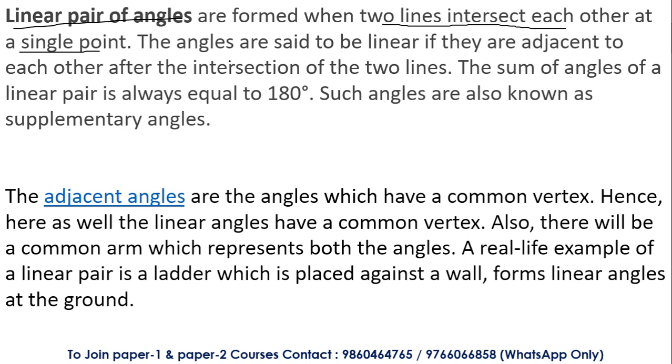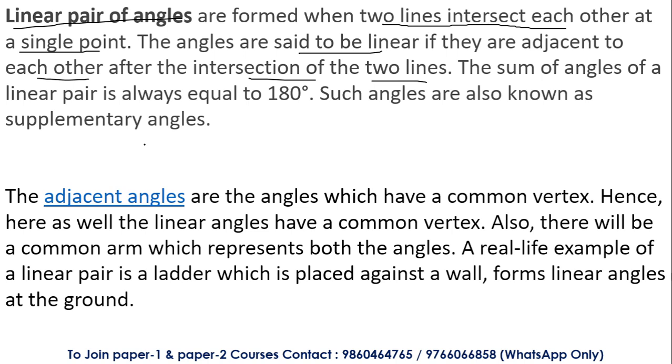The angles are said to be linear if they are adjacent to each other after the intersection of two lines. So after the intersection of two lines, the angles are said to be linear if they are exactly next to each other, adjacent to each other. The sum of the angles of the linear pair is always 180 degrees. Such angles are known as supplementary angles.